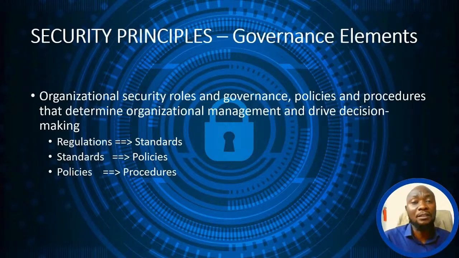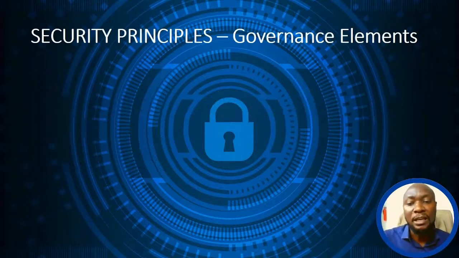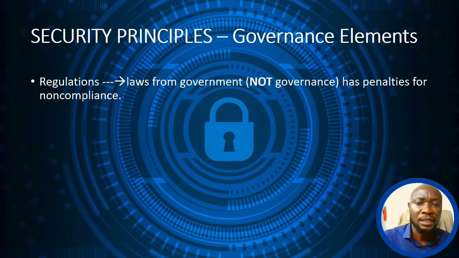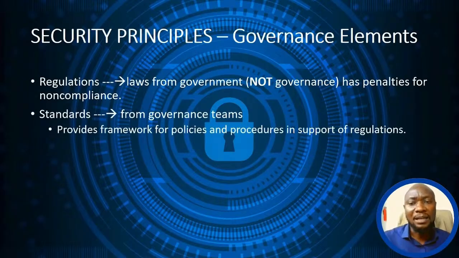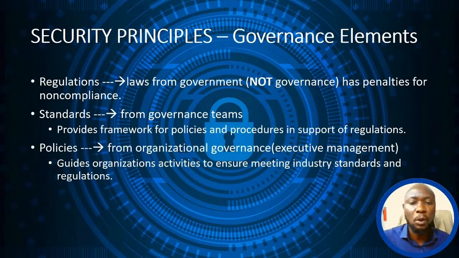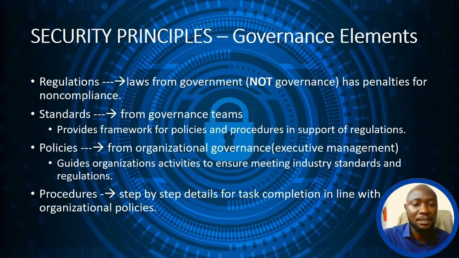For example, if you are going to carry out a vulnerability assessment, the procedures for carrying it out within an organization would depend on your company policies, and those policies must have been derived from a standard, maybe a standard like the NIST framework, and those standards are usually influenced by the regulations that government has put in place. Regulations are laws and have penalties. Standards are put together by teams and provide a framework, and policies and procedures support regulations. Policies are within the organization and guide the organization. Procedures are step-by-step details for completing a task in line with organizational policy.